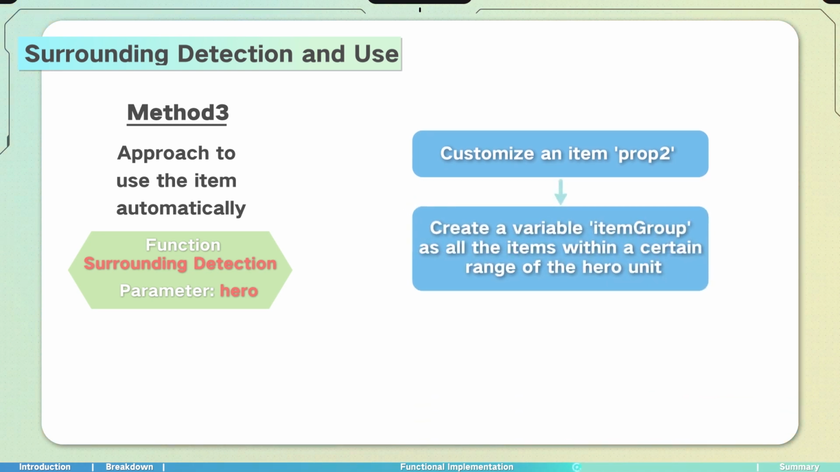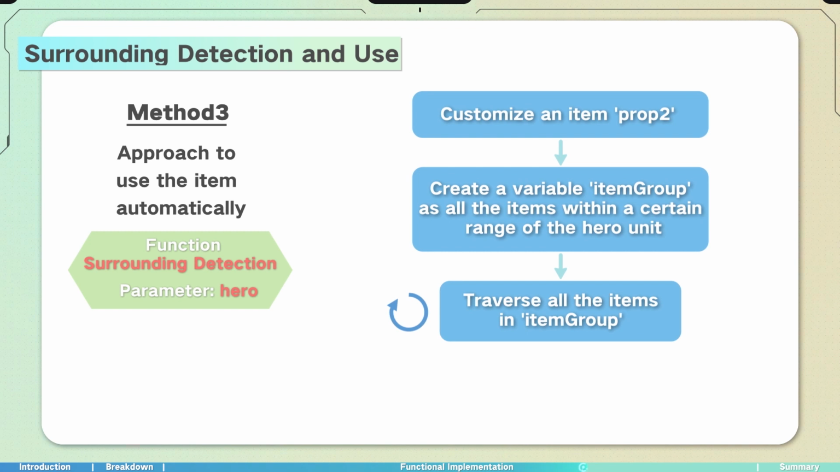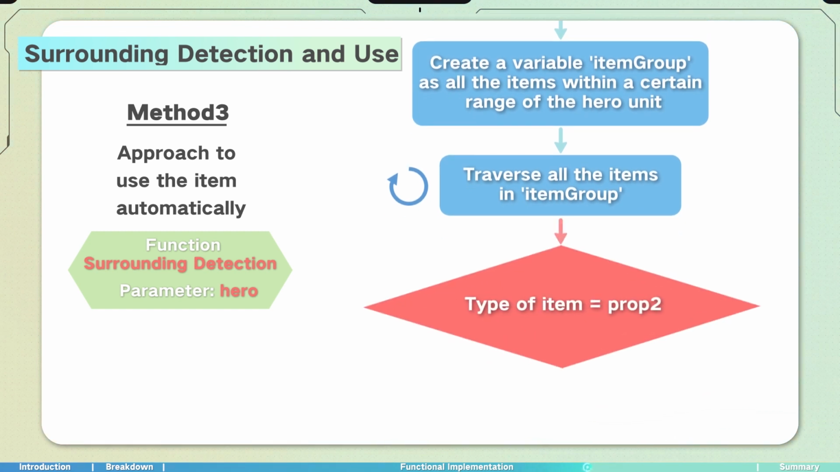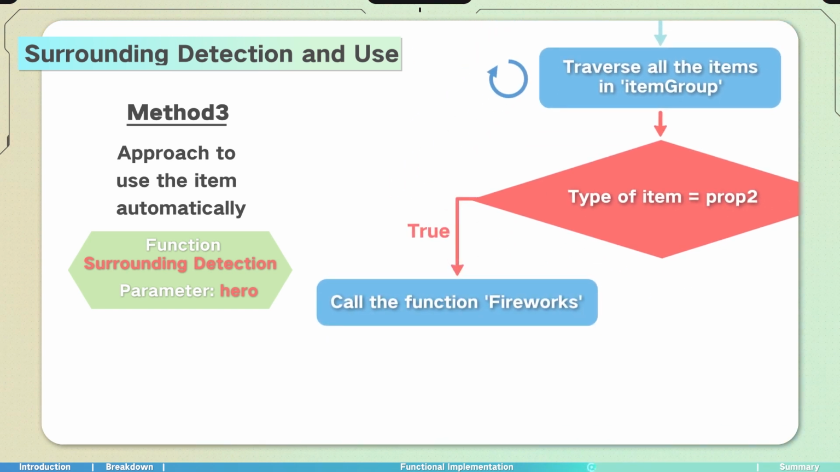Create a variable item group as all the items within a certain range of the hero unit. Then, we traverse the item group to perform the following actions. If the item's type equals prop2, we call the function fireworks to set off fireworks at the location point of the hero unit. We also need to remove the item as the item is already used.